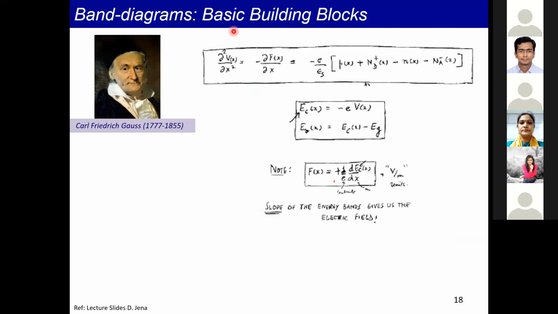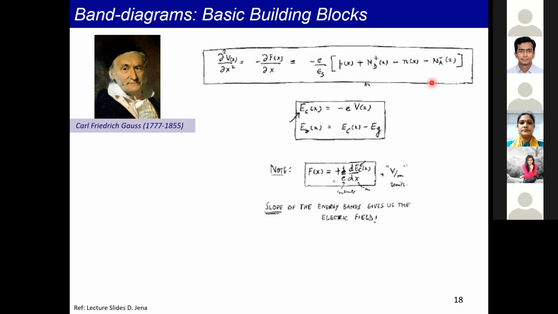Essentially, we start from our Gauss law or Poisson equation. So this is del squared V, which is minus divergence E, that is equal to rho by epsilon. Okay, what is the net charge in the material? In semiconductor, the charge can come from electrons, holes, donor ions, acceptor ions. Once you know this, you have to know this as a function of position.